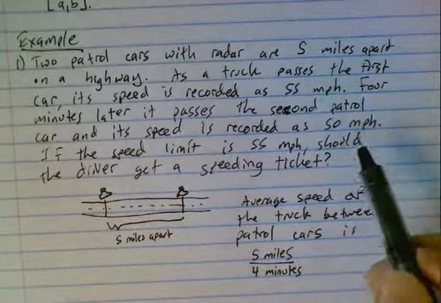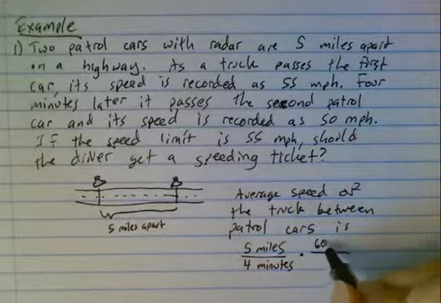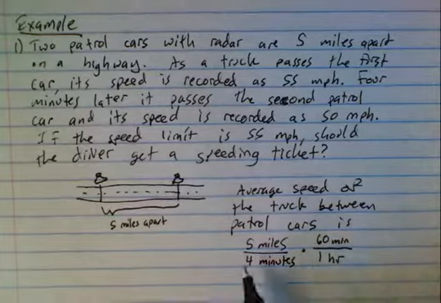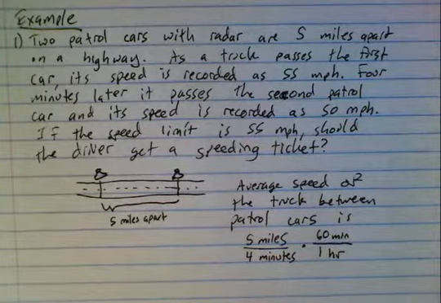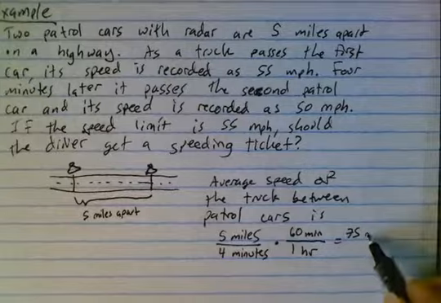Now, we're working in miles per hour earlier, so we should convert these minutes, 60 minutes in 1 hour. So 5 times 60 divided by 4, 75 miles per hour.